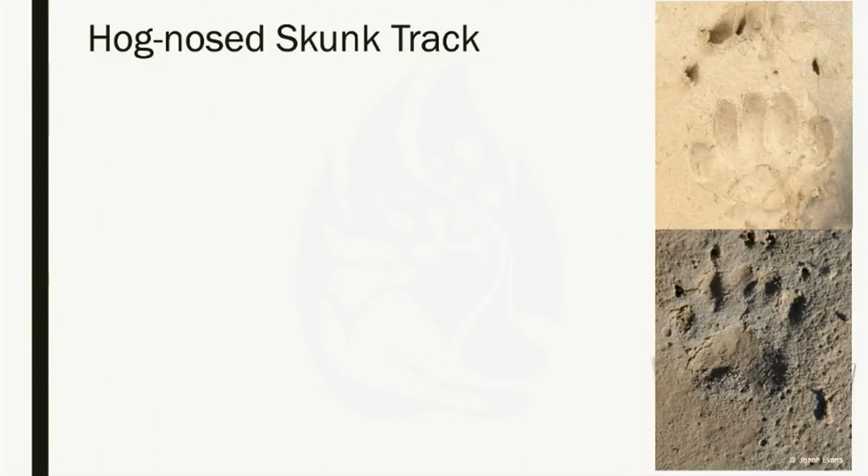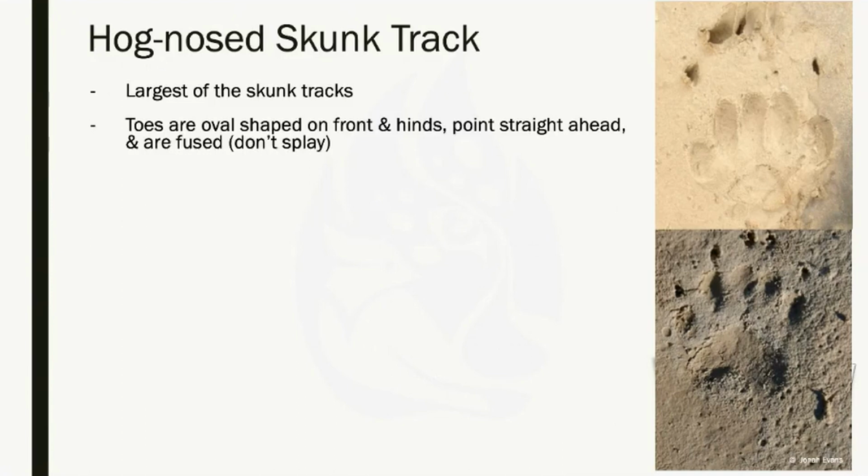So let's switch now to a hognose skunk track. And these are pretty rare. You only find these in a few areas, really in the Southwest in the US. It's by far the biggest of the skunk tracks. They have really big toes and really big nails. And the toes are more oval shaped. They're less round. And you can see that clearly in this versus the other skunks that we looked at, the striped and the spotted.